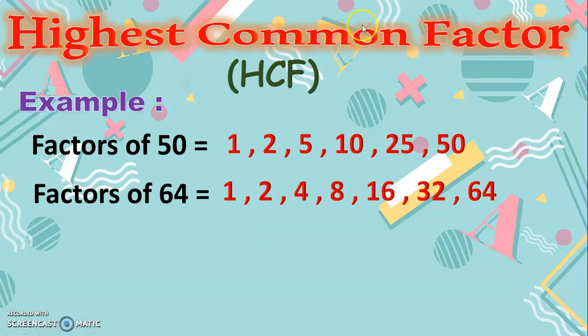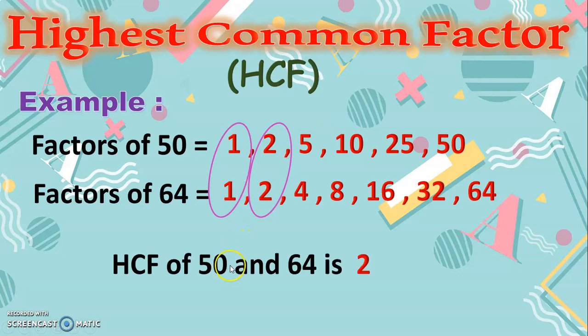Now, from the word common, first let us see the factors that they have in common. Of course, the first one is 1. And another one is 2. After that, nothing else. There are no more common factors. So what we need to do after we get the common factors is look at the highest. In 1 and 2, 2 is the highest. So the highest common factor of 50 and 64 is 2.